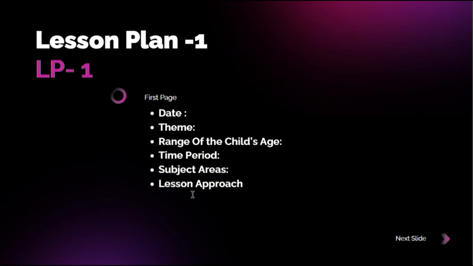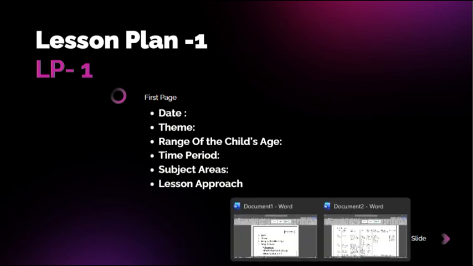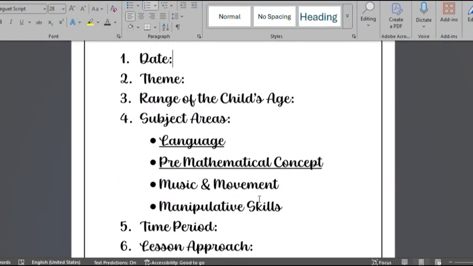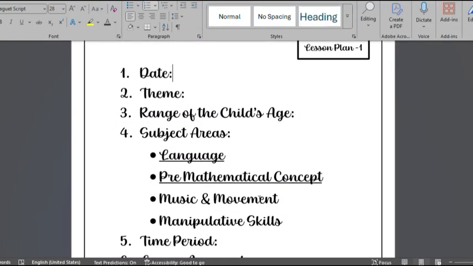Then the range of the child's age, like 4 to 5 years, you have to mention. Then the subject areas you are covering, and you want to write a small lesson approach. Before entering the lesson, you have to do a small introduction to the students. Here also I have just included the same thing in the document.